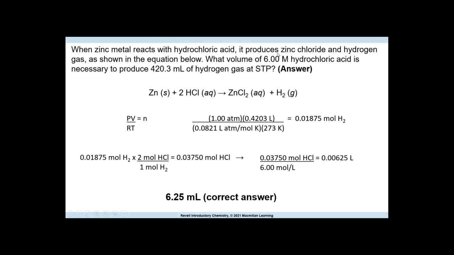So it's telling me what volume of 6 molar hydrochloric acid is necessary to produce this amount of hydrogen gas at STP. So I take my moles, and now I'm going to do a ratio. So I have my moles, and it's 1 mole to 2 moles of HCl. So I now have my moles of HCl. I also have my molarity of HCl. But this wants to know how much the volume is.